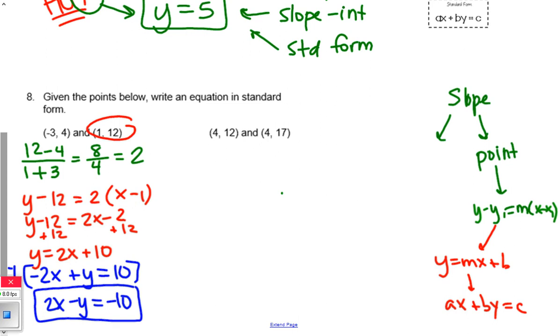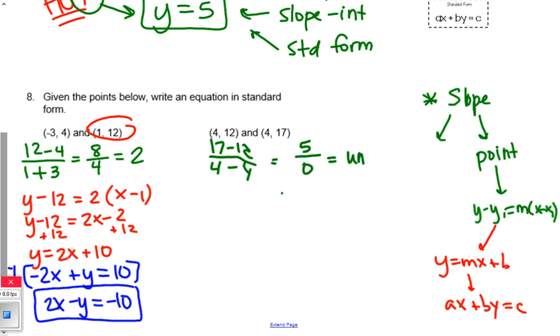Again, take a look at that problem and realize that if you don't have any work and all you have is the final answer, I'm going to be suspicious because there's a lot of steps involved. Okay, so we start again. Once again, I have to start with the slope, back up at the top. So I've got 17 minus 12 over 4 minus 4. Well, this is looking promising because it's 5 over 0.